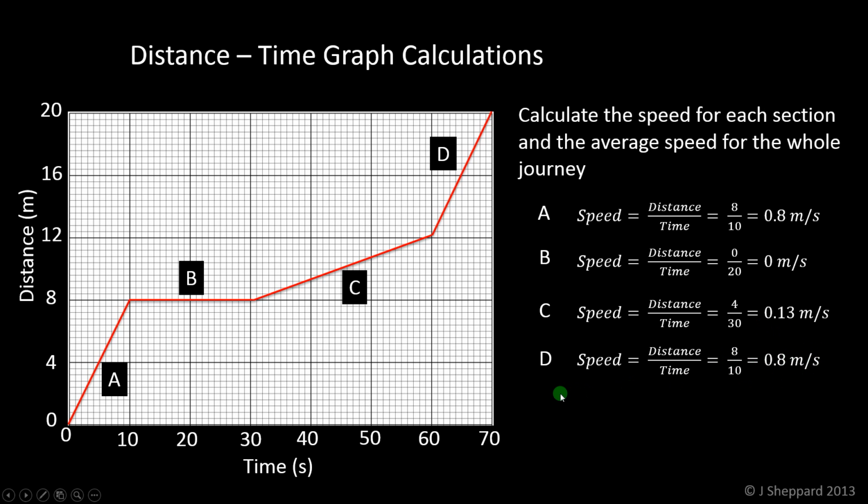And then finally, the average speed. Remember, don't fall into the trap of averaging all the sections. That won't get you the right answer. The average speed is, we've got a total of 20 meters in 70 seconds, giving us 0.29 meters per second. Okay, so that's some graph calculations for distance and displacement time graphs, and that's the end of this video.